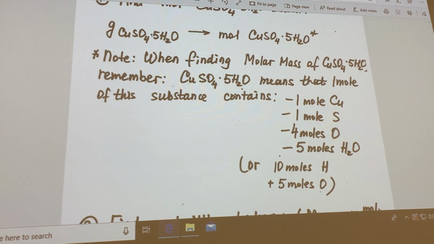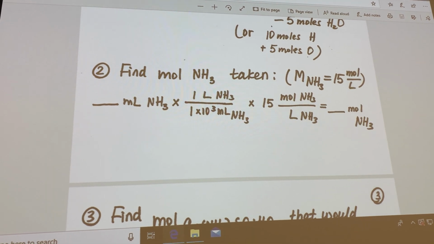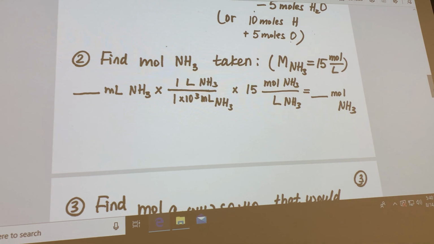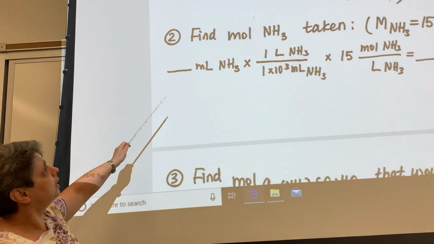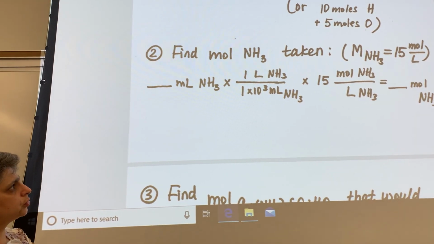And then the second step is to find how many moles of ammonia was used. Now, ammonia is originally a solution. Unlike copper sulfate, which is weighed as a pure solid, here your moles of ammonia has to be found in solution.